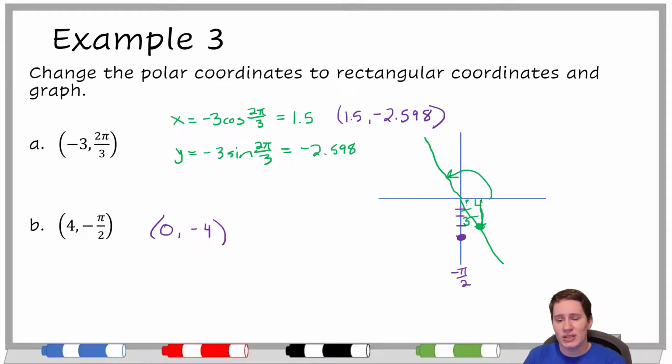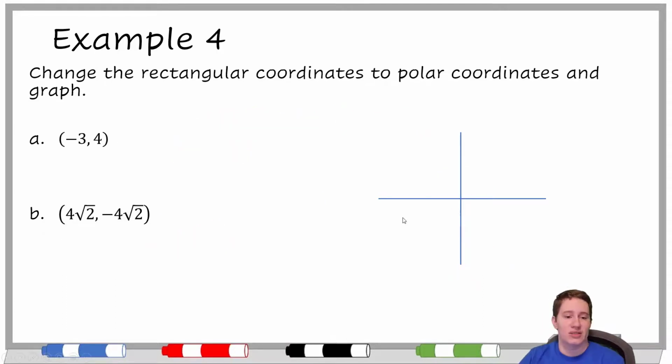That would be the whole point of this, is to write it as a point. So there we go. There's our 2 points written as rectangular coordinates. Now let's go the other way. So this says change the rectangular coordinates to polar coordinates and graph. It doesn't say whether to use degrees or radians, so I'm going to use degrees because I think that is a little bit easier conceptually, but you could use either.